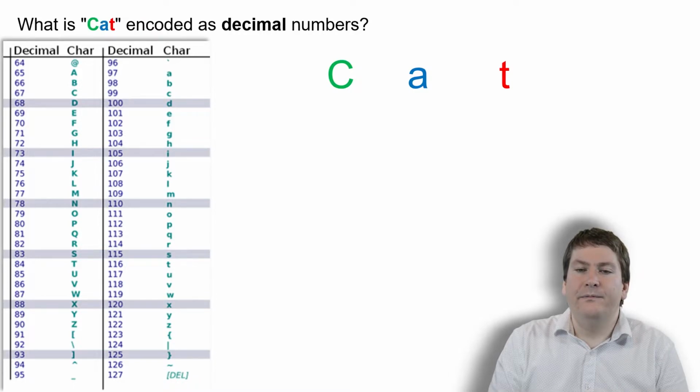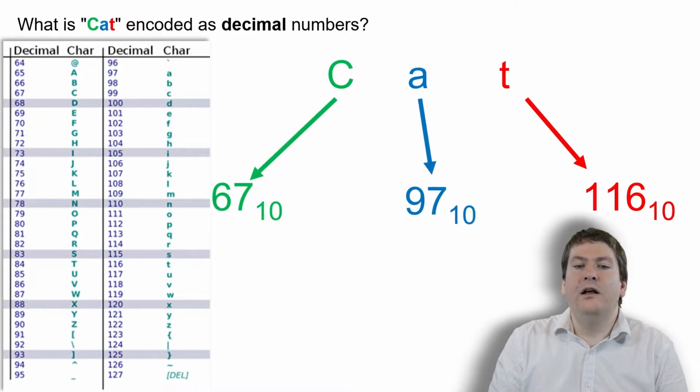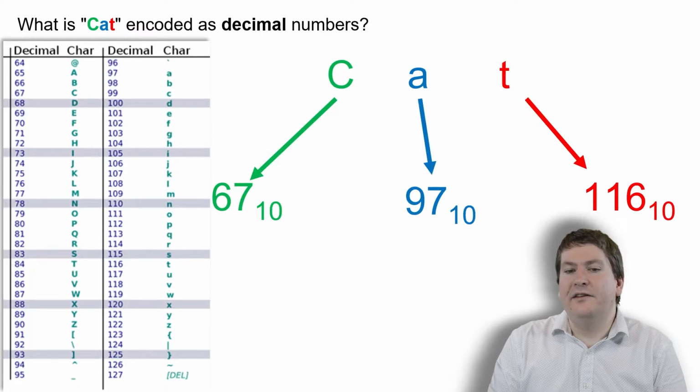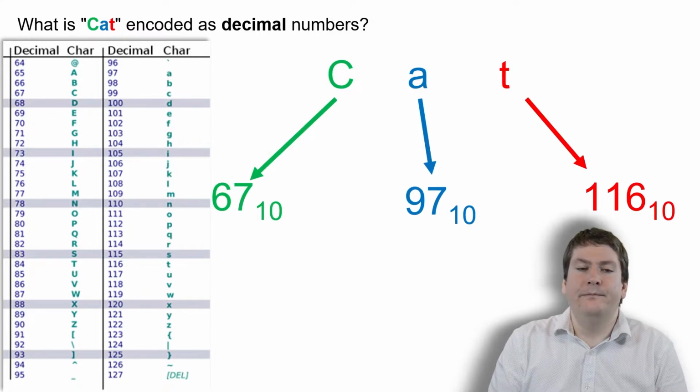And we're back. Let's take a look at the solution. So C should be 67, a is 97, and t is 116. Again, the subscript 10's here, just to note that this is a decimal number and not binary.